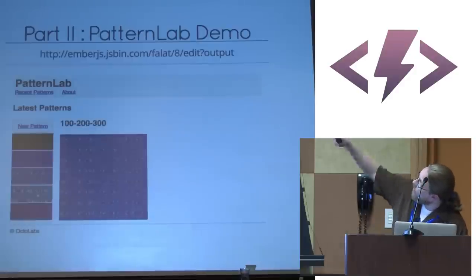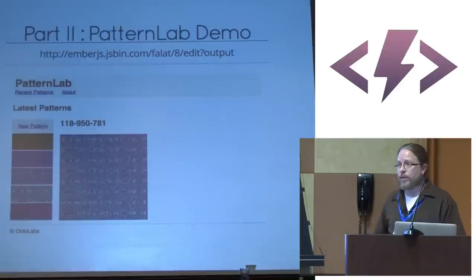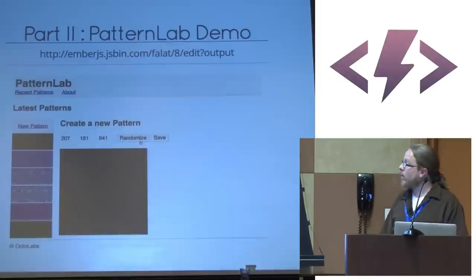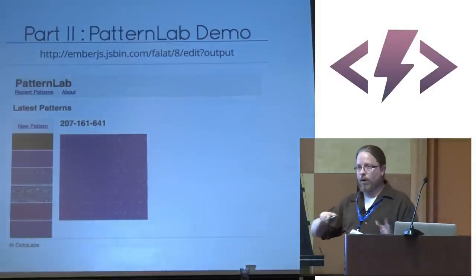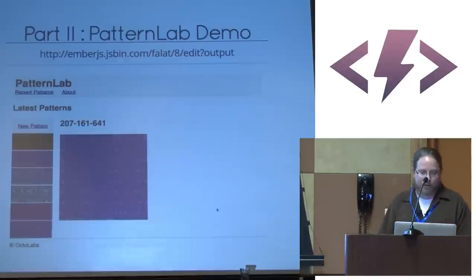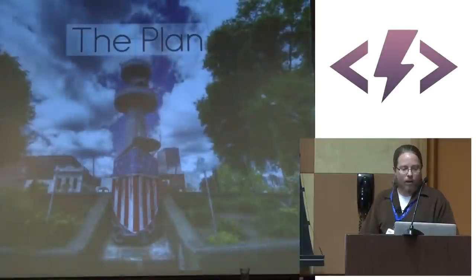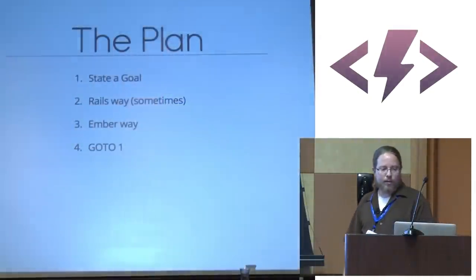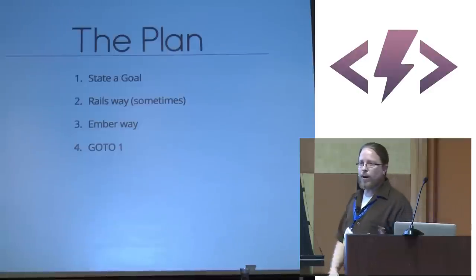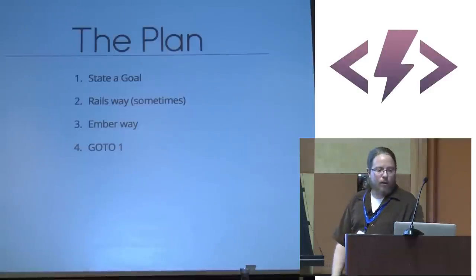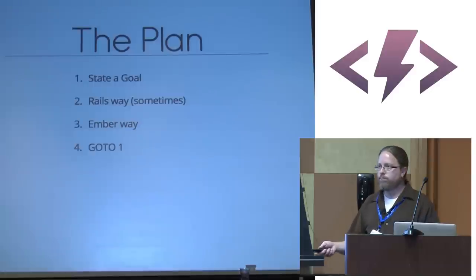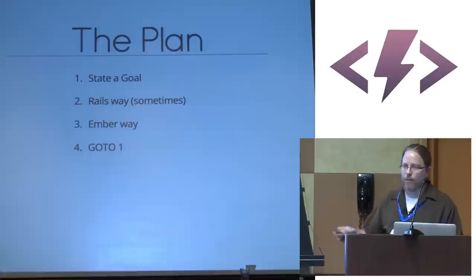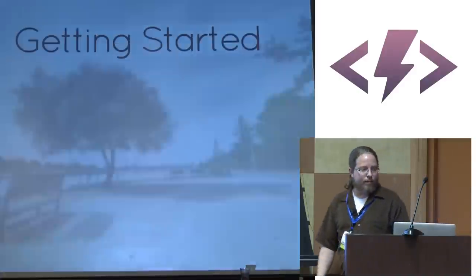And also, there's a JS Bin where you can actually see a live version of this. And at the end of this, I've got a link that's going to link you to these slides and all of the JS Bins that we're about to look at. So the plan for part two is to state a goal that we want to accomplish with this app, look at the way that you might do it in Rails, and if there is an easy analogous method, then we're going to look at the Ember way, and then we're going to rinse and repeat, do that again and again.